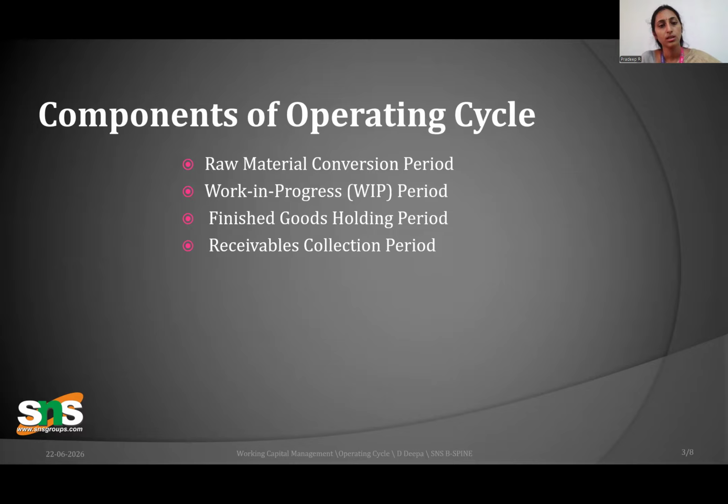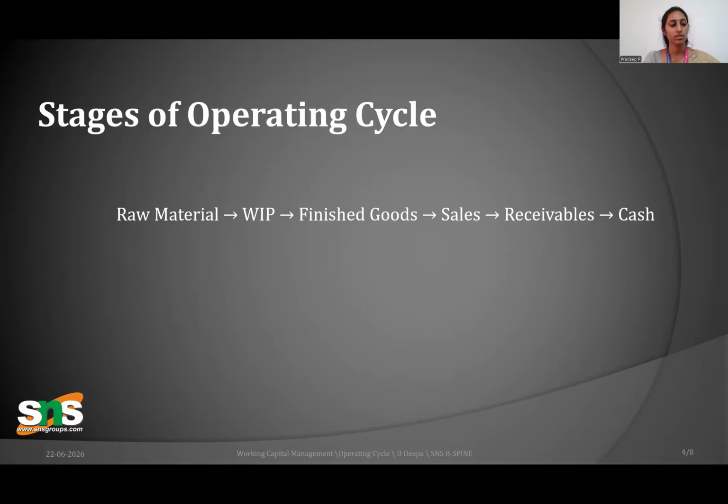Next are the components of the operating cycle. What kind of components? The first one is the raw materials conversion period. Next, from raw materials, comes work in progress. Next to work in progress is the finished goods holding period. The next thing is the receivables collection period, from your customers. So these are the different components of the operating cycle.